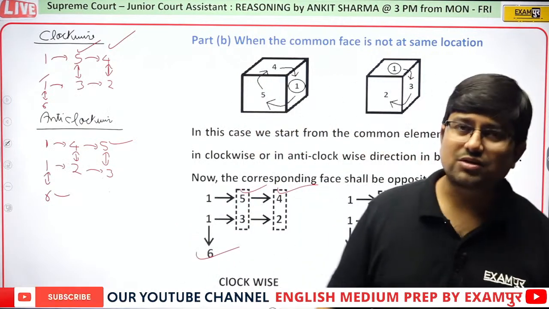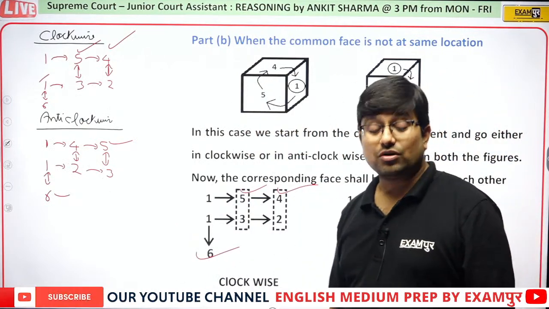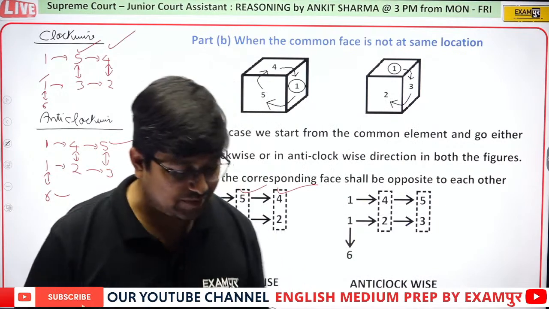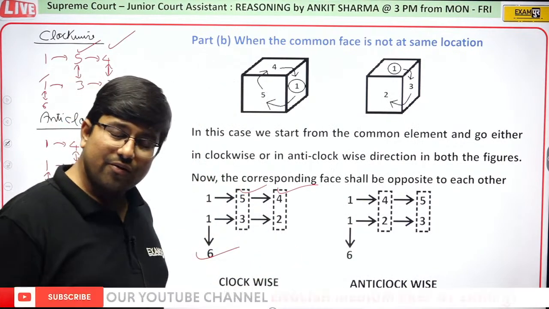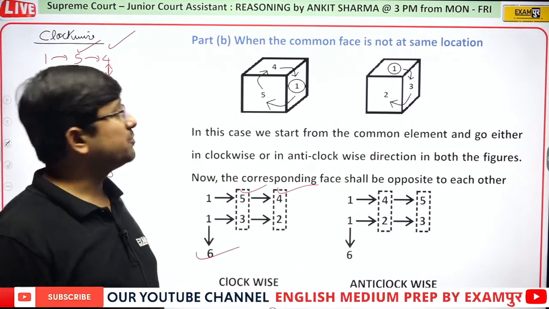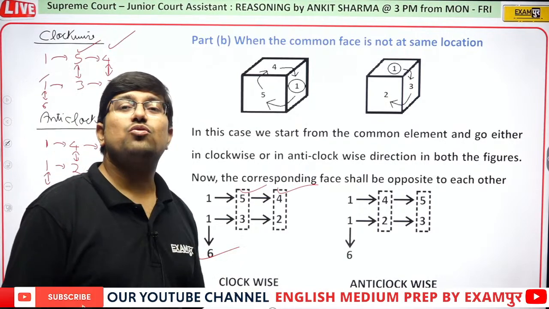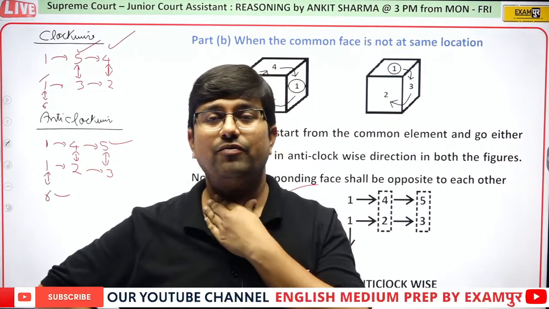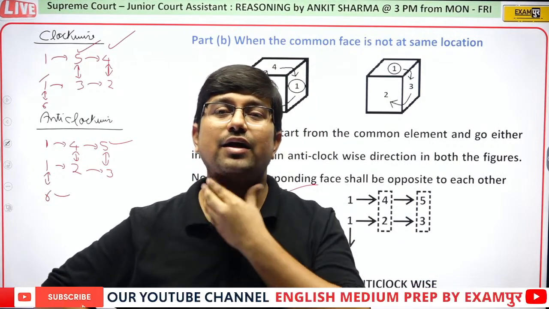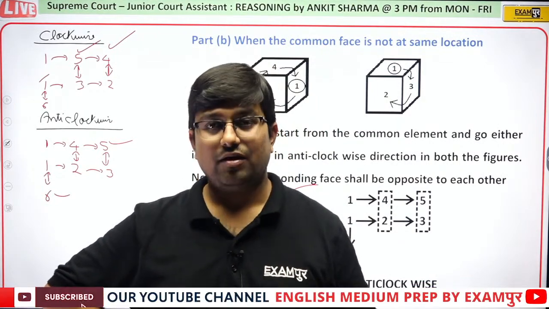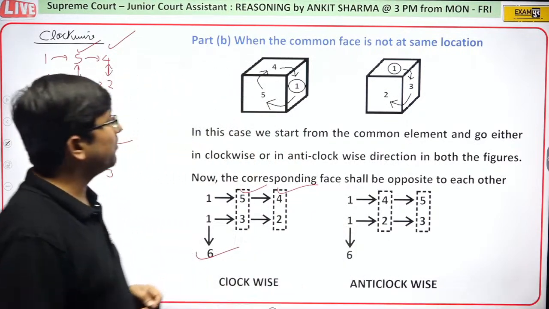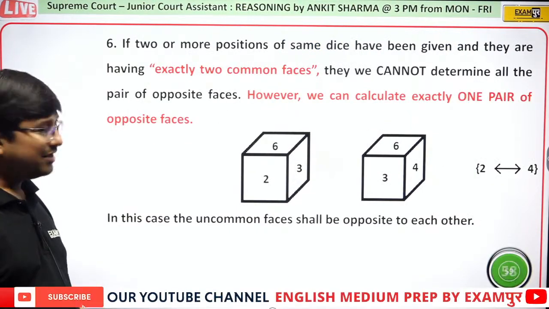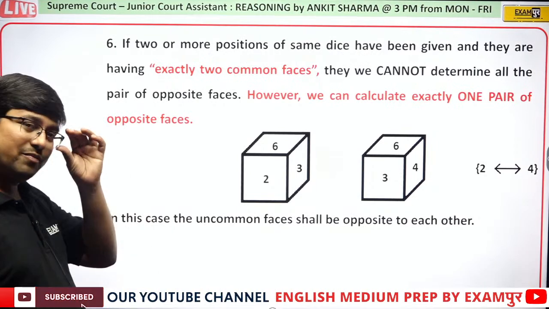It is so simple. It's so easy. For those students who are not good in drawing or imagination, at least this much they can do. But now this property will apply only when two or more positions of the same dice are given and they have exactly one common face. But if there are two common faces, then what will be done, guys?